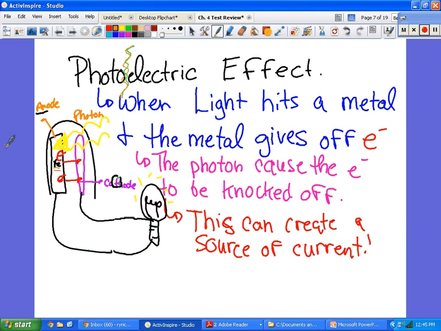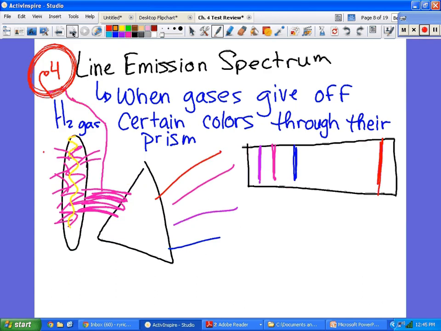Okay? Now, line emission spectrum. When gases give off certain colors through a prism, this was the lab we did. Remember when we cut the hydrogen tube on, what color did it turn? With the eyeballs, it was purple, but when you put the glasses on, was it purple anymore? It's separated out. Hint, hint, wink, wink. You need to know line emission spectrum is the spectrum that gases give off. Hydrogen specifically gave off how many? 4. Very good.